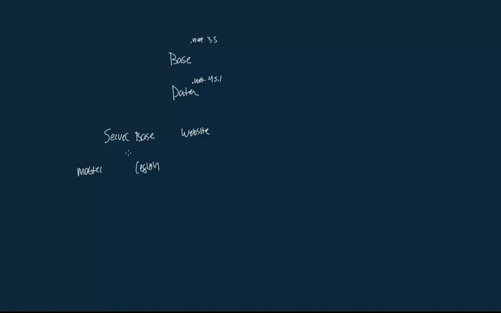So let's draw lines that indicate the relationships. Master is going to be using server base, region server is going to be using server base. Server base is going to need access to data as well as base. Data is going to depend on base, website is going to depend on data, and website's going to depend on base. So that's kind of our reference hierarchy of the server-side code. And these are, again, all of the projects in Visual Studio that we're going to be creating.